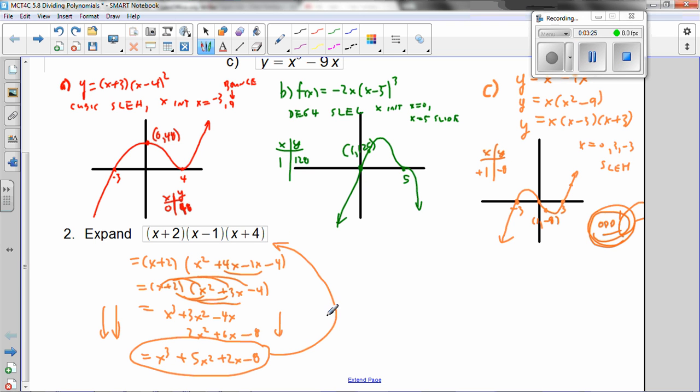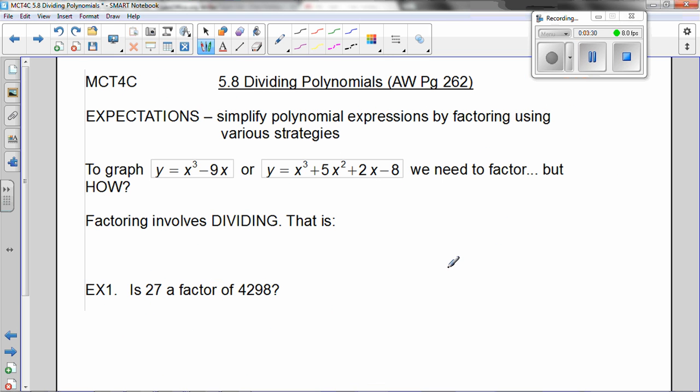And today, what we're going to want to do is take that and end up with that, or at least we're going to start that process. It'll be a process that we're on for a couple of days. So let's get into it.